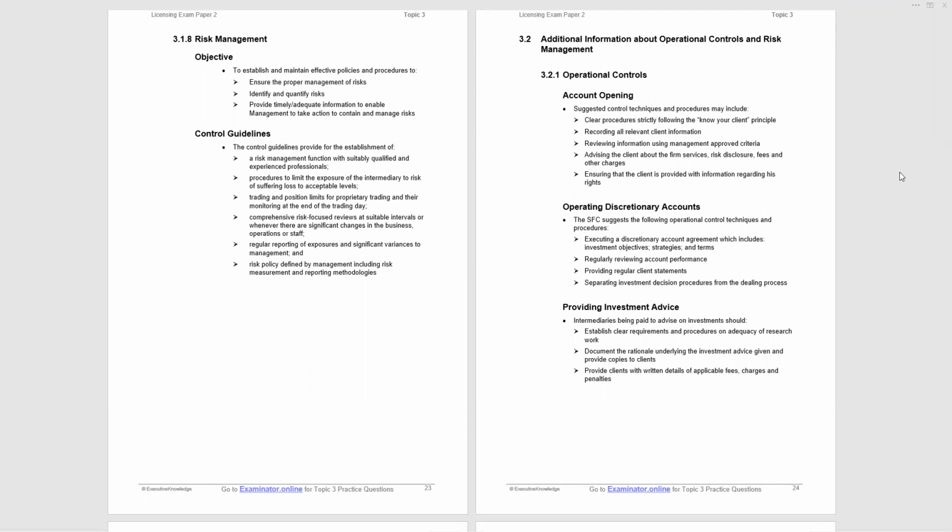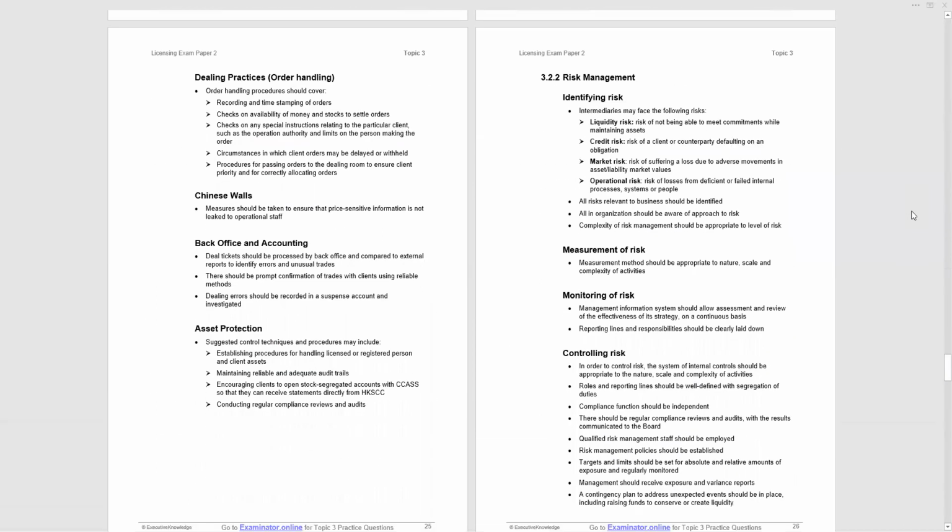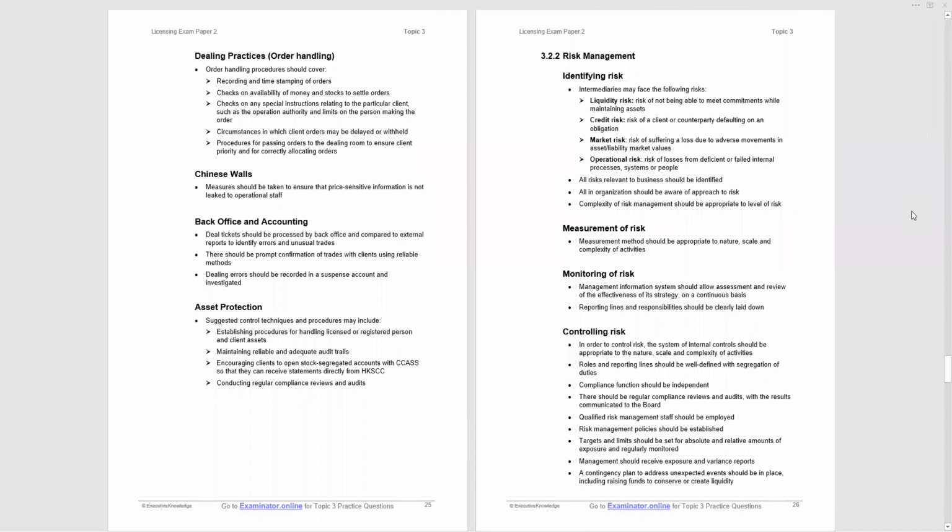Page 24, section 3.2 looks at additional information on operational controls and risk management. Now, if you covered this at paper 1, paper 2 takes this a little bit further. It's not difficult material, just I would suggest an awareness. There should be operational controls for account opening, for the operation of discretionary accounts, for providing investment advice, order handling, the dealing practices. Now, right at the top, it says there, order handling procedures should cover recording and timestamping of orders. We saw this earlier. Remember, the client orders should be timestamped when they are received.